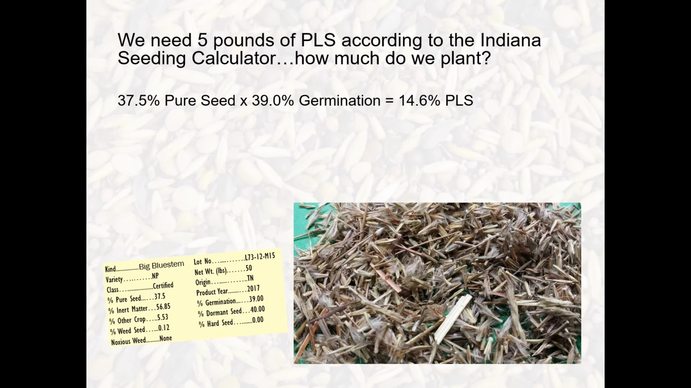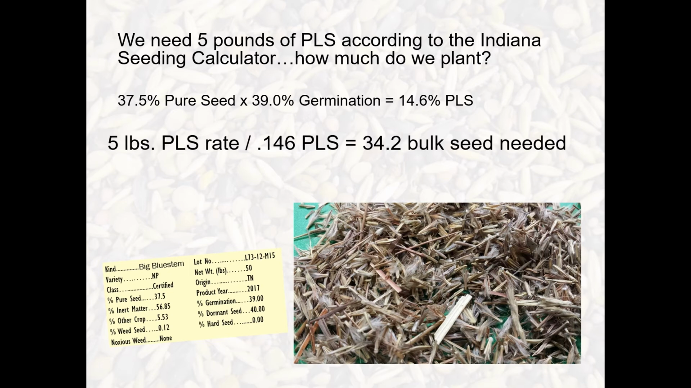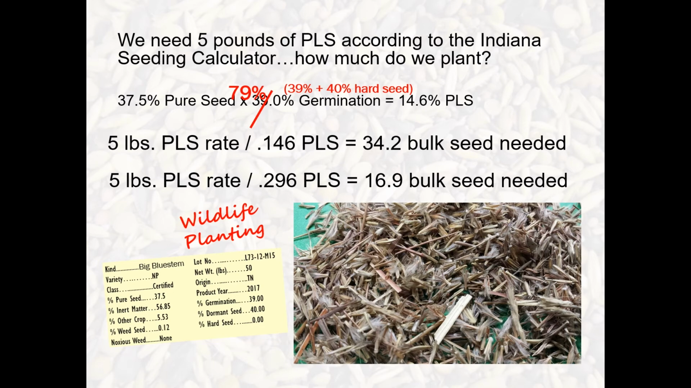So let's say that we need to plant 5 pounds of pure live seed for this species. Because of the very low pure live seed, about 34 pounds of bulk seed will be needed to meet the pure live seed rate. If we did include the dormant seed for wildlife planting, because of the high amount of duff material in this lot of seed, the bulk rate of seed needed would go down, but it's still not the best seed, and you should probably compare it to other seed available if possible.